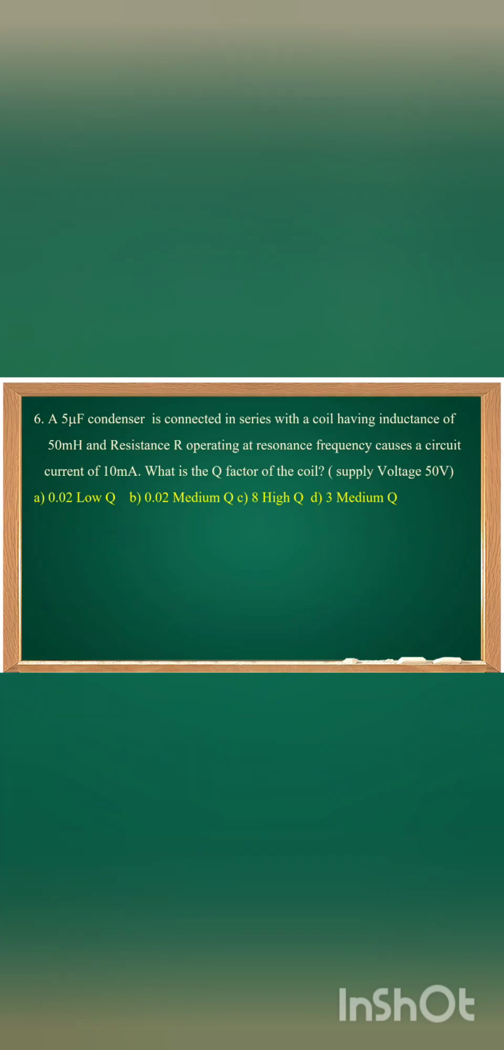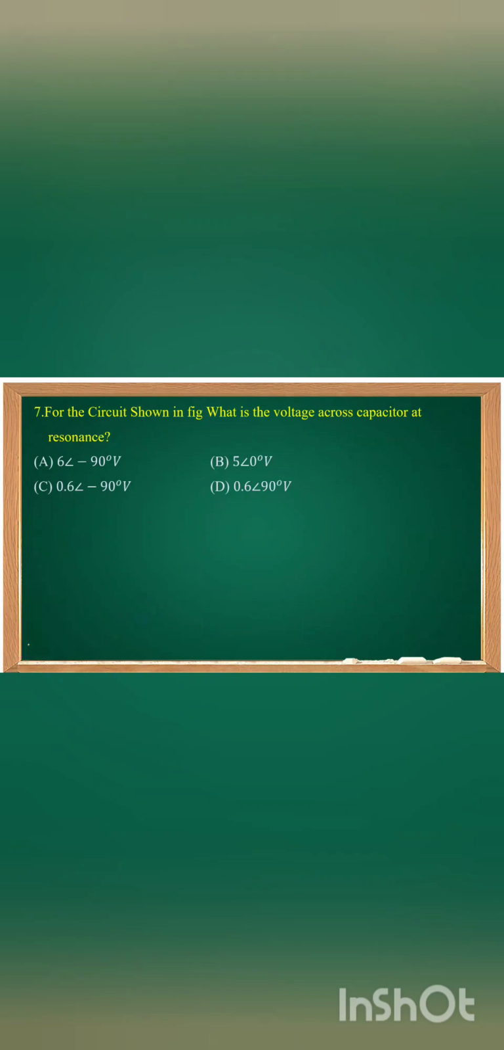Clear, friends? Next. Can you try this? For the circuit shown in the figure, calculate the voltage across the capacitor at resonance condition. If the circuit is missing, this is the given circuit. Find the voltage across the capacitor at resonance condition. This is 10 kilo ohms.